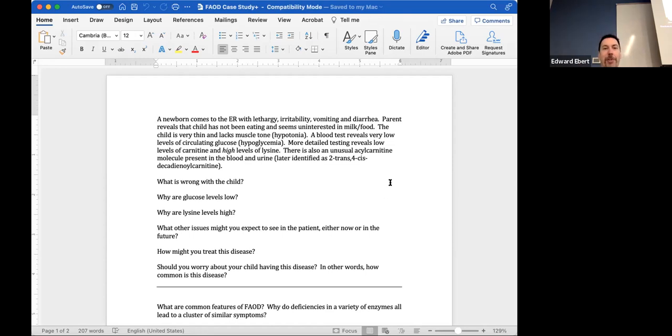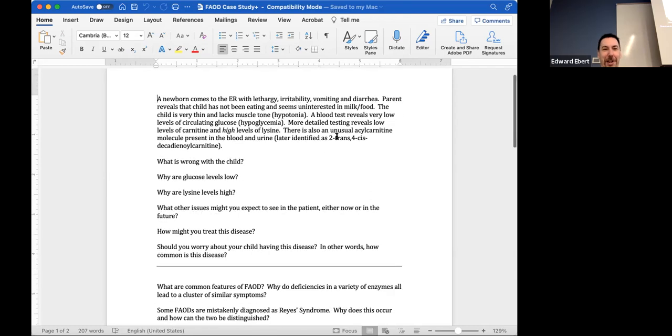I definitely want to do this one real quick because this is another fatty acid oxidation one. I like this because this is short as opposed to a 5-page paper. This is the type of question I could ask you on a take-home exam: you have a newborn that comes to the ER. They are lethargic. They're irritable. They vomit. They have a lot of diarrhea. Child doesn't eat, seems uninterested in food. The child is very thin and lacks muscle tone, so clearly has not been getting a lot of food or converting it into muscle. There are very low levels of glucose, so they're hypoglycemic.